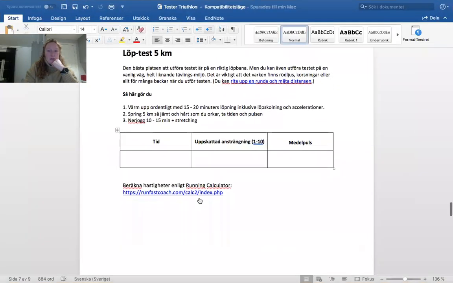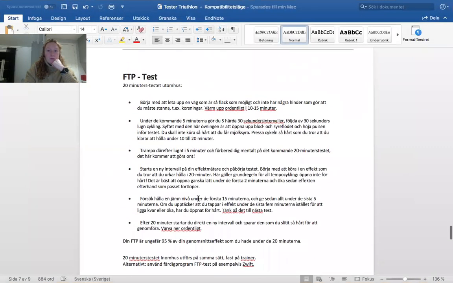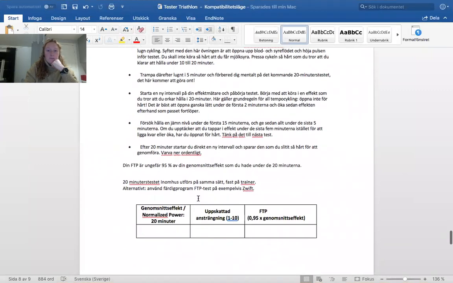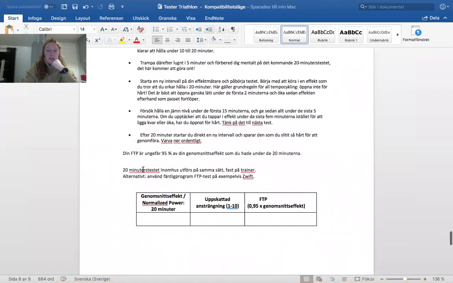We're getting back to our document. We have the FTP test. If you've done the FTP test on Swift, you will get your FTP out of it. If you have done your FTP test yourself, you get your normalized power and write it there, and then multiply the normalized power with 0.95. And from that, you get your FTP out.